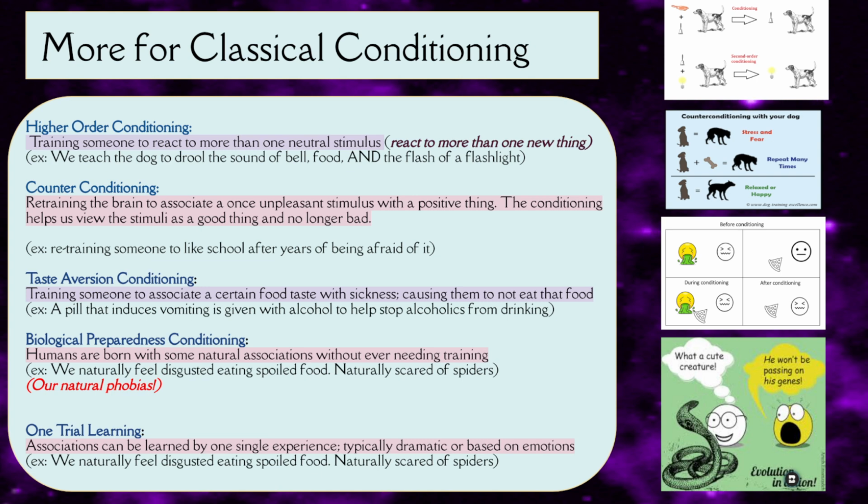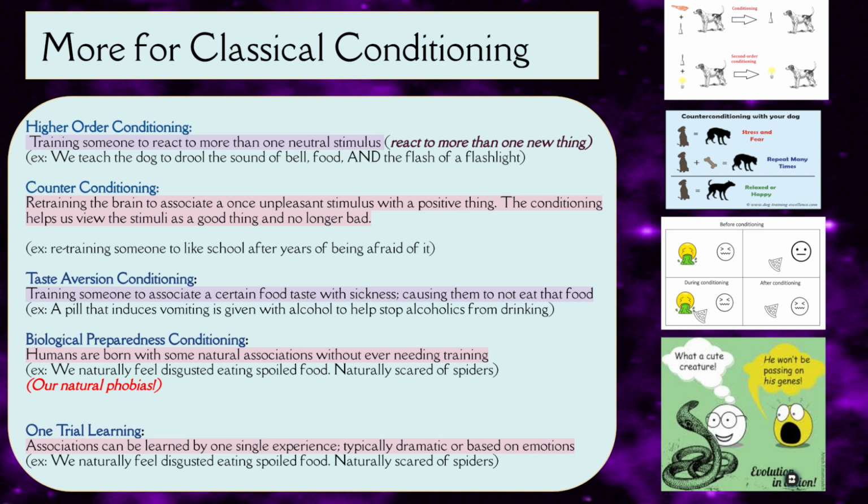Now, going to biology, we think of biological preparedness. This just means that naturally, as humans and animals, we're born with some natural connections and associations. Things like being afraid of spiders, not liking buzzing bugs, not liking the taste of spoiled food. We naturally have these kind of trained behaviors or responses because it keeps us safe. They're like our natural phobias. These things protect us from walking up to a snake and getting bitten or eating spoiled food and getting sick. It's kind of our protectors.